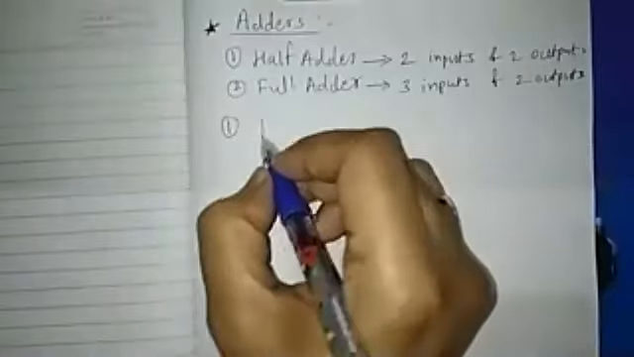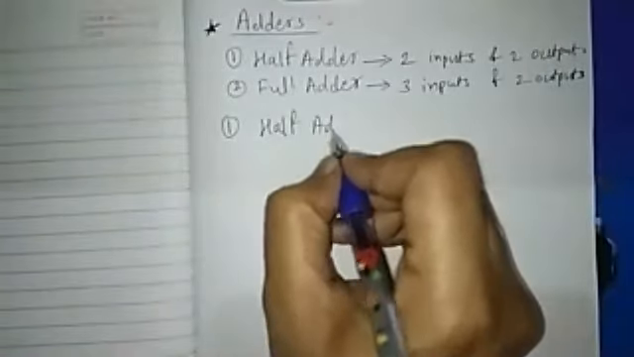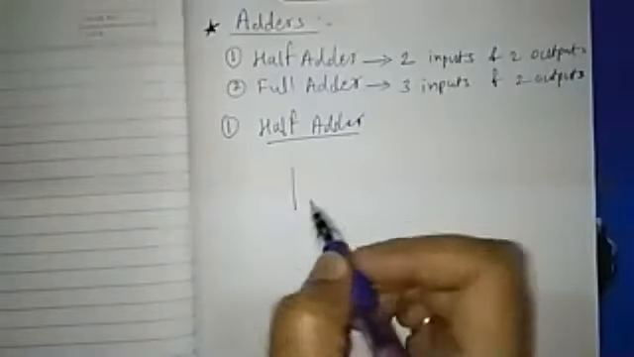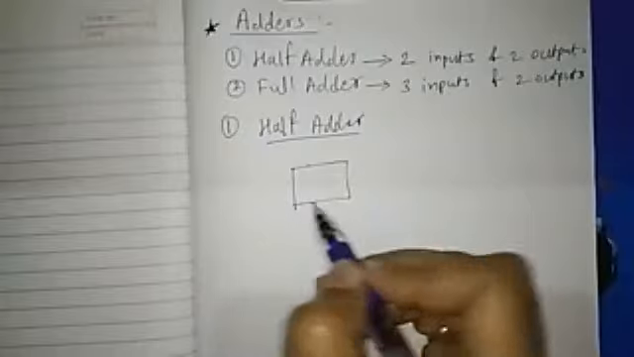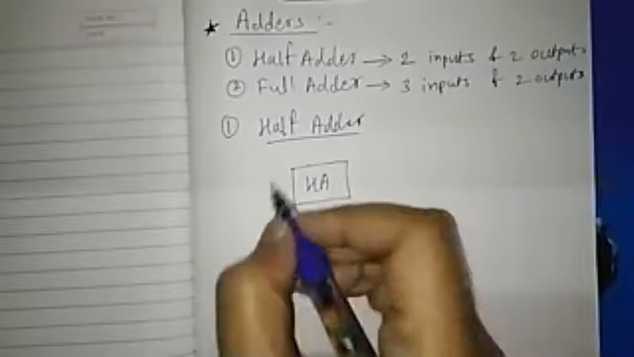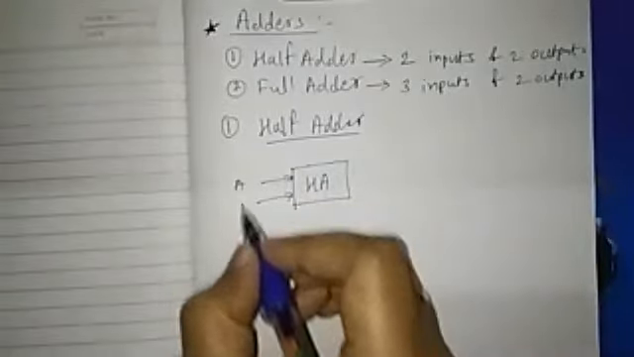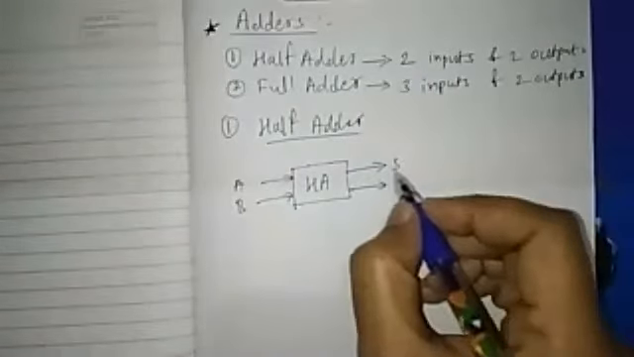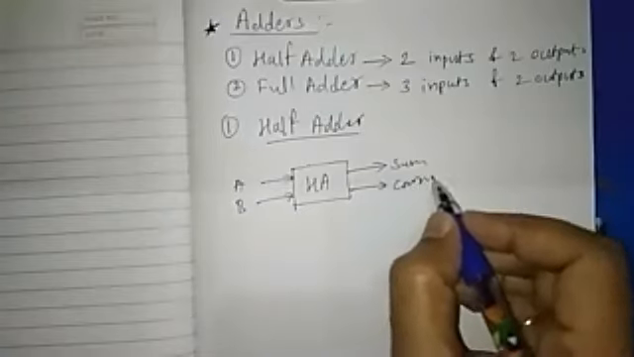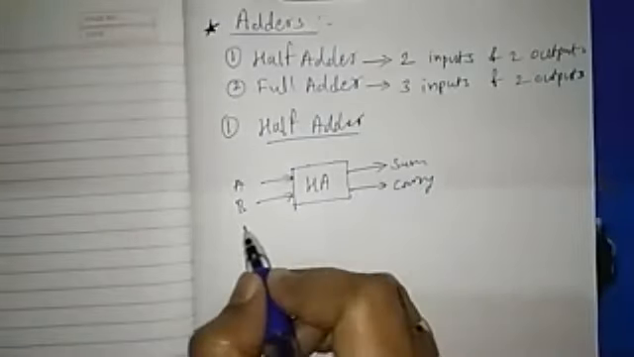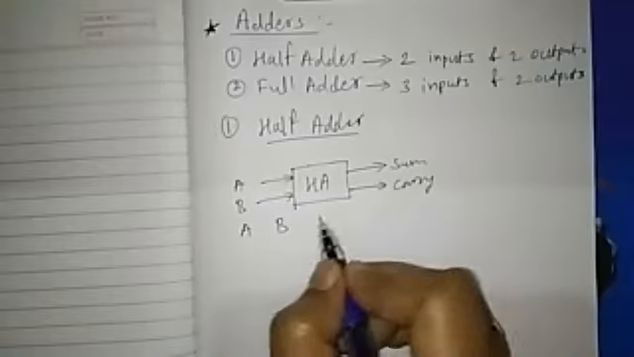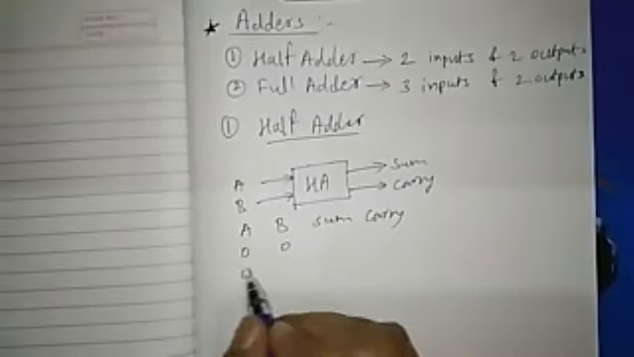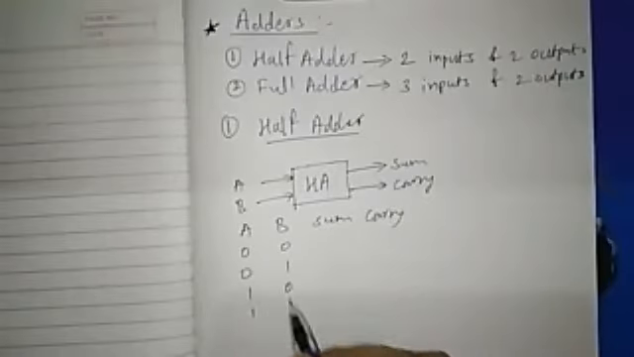Now, first let us see the half adder. I already covered the half adder in the last class, so I just want to revise. I can show it with the block diagram. Half adder inputs are two single bits, A and B. Outputs are sum and carry. The input combinations will be 00, 01, 10, 11.